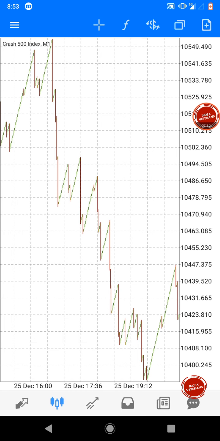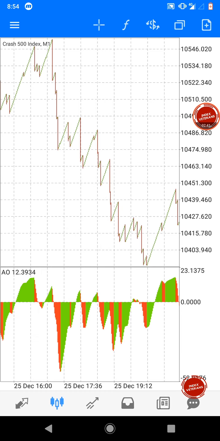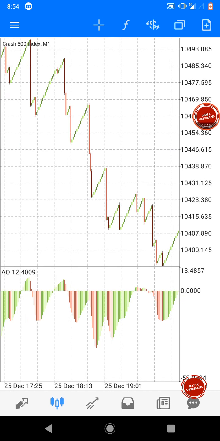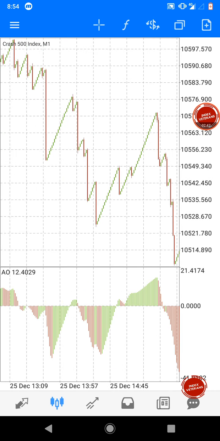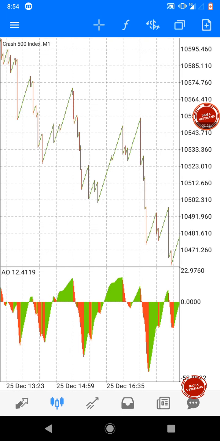This is the first way to determine the spikes up or down. For crash 500, we determine the spike down. So you go to the indicators and you add the awesome oscillator only. Okay guys, so here this was a sharp downtrend, obviously a sharp downtrend.